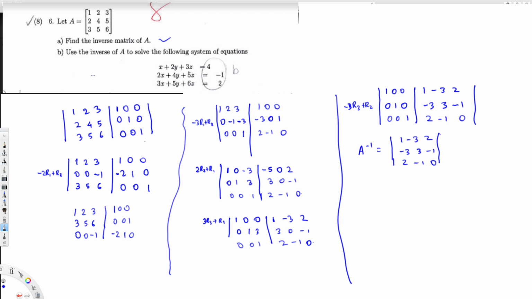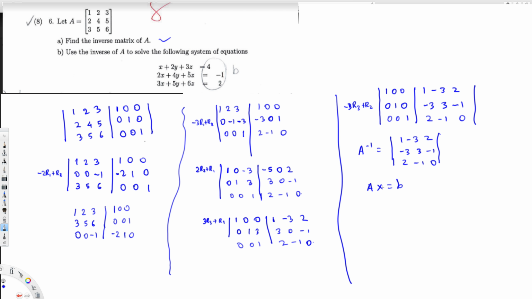The second question is asking, use the inverse of the A to solve the following system of equations. So first of all, before we do this question, we have to know one thing. First of all, we know that Ax is equal to B, right? That's the general formula for matrix form. So the question is asking us to find the x, right? Solve the following system of equations. So the question is asking for x.